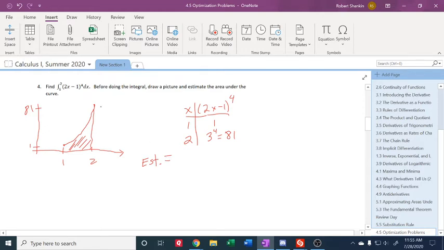Now, it's probably not, if I use the average between 1 and 81, halfway in between. Well, how do I find halfway in between 1 and 81? I add them together and divide by 2. 81 and 1 makes 82, divided by 2 is 41.